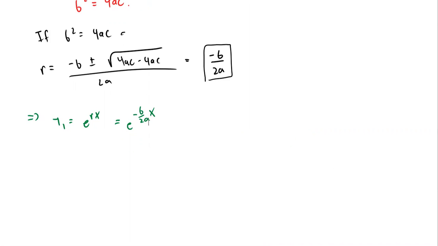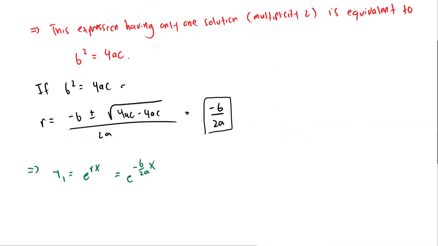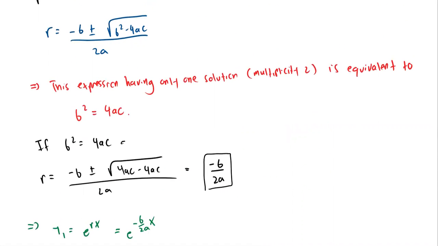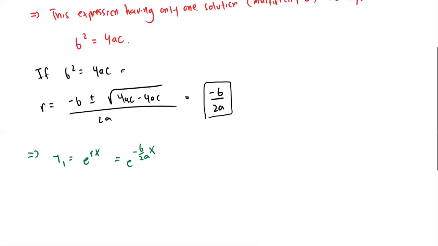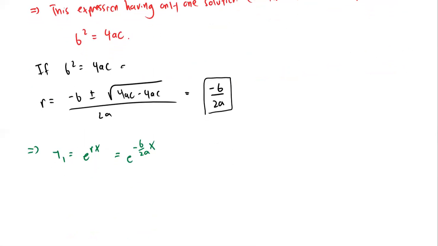And we can find what r is because we saw that the differential equation having only one real root was equivalent to b squared being equal to 4ac. And we can just plug that into the quadratic formula to get r equals negative b over 2a. So we got this one solution.